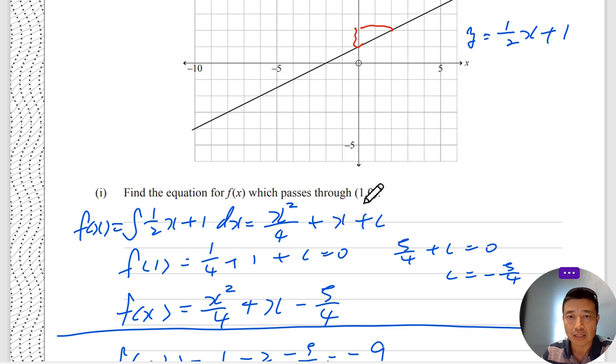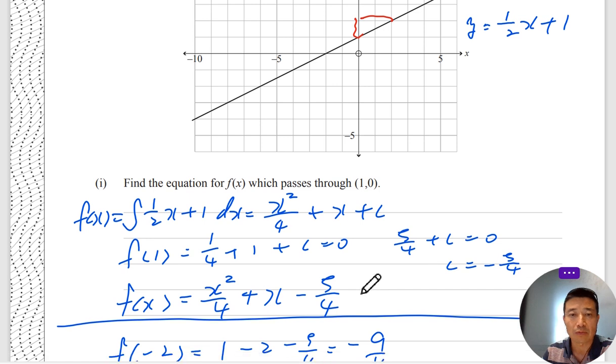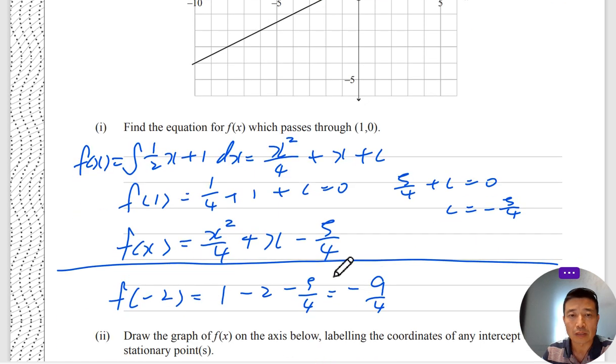And then you have this information. f of x passes through 1,0. So when you plug in 1, you get 0. So it turns out c is negative 5 over 4. So you complete this equation. So that should be the answer.